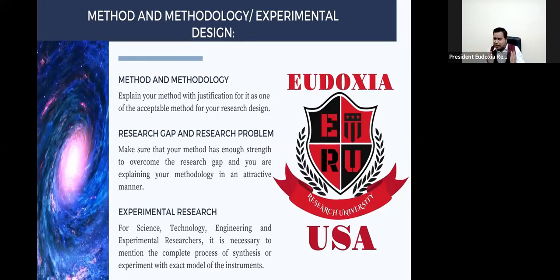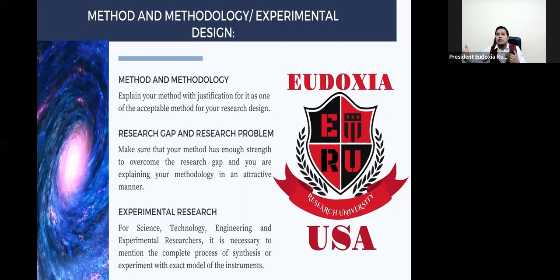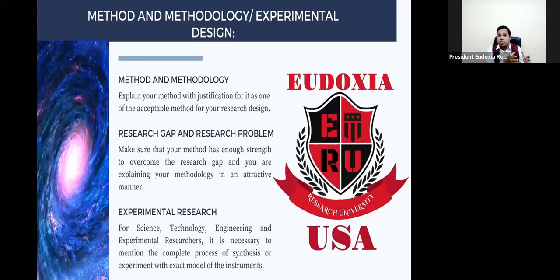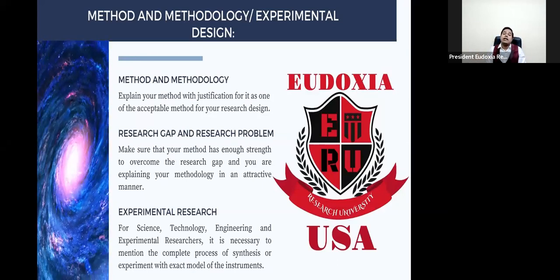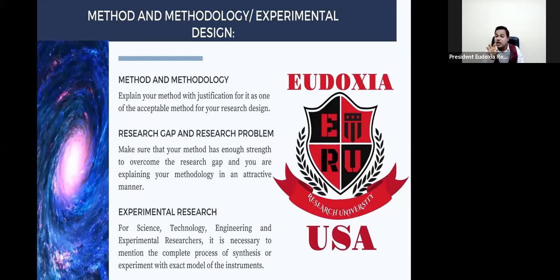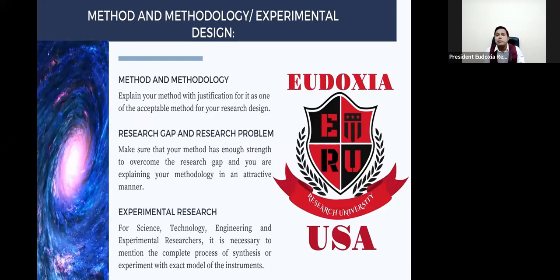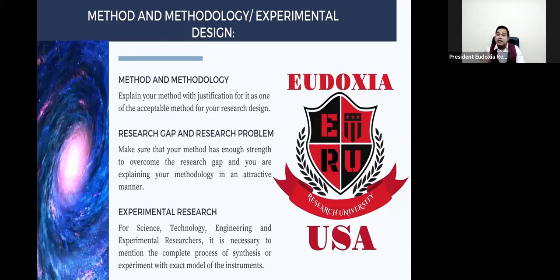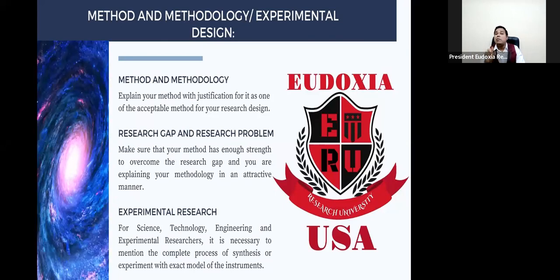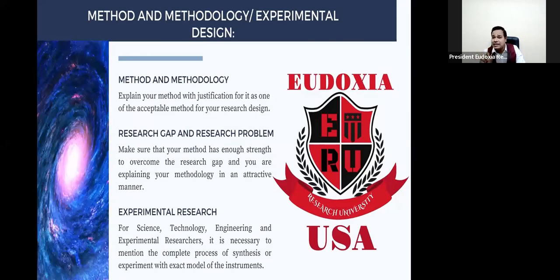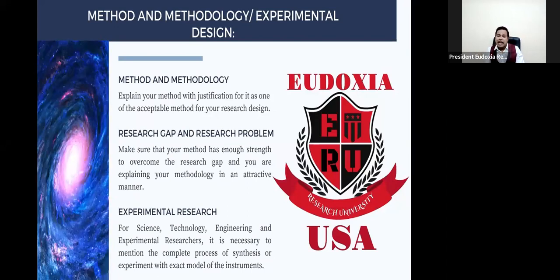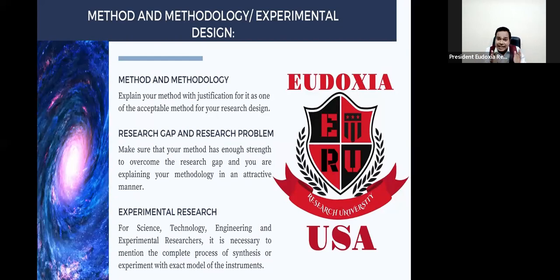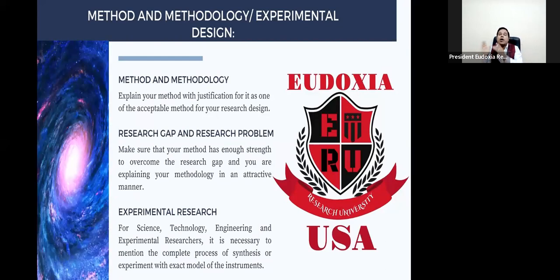So method and methodology. The method is the system; why you are using it is the methodology. Why you are selecting that method is the methodology of your work. So make sure you are putting the right justification. It is also very important to have the right justification for methodology as well as the right method for your research design. Then research gap and research problem.